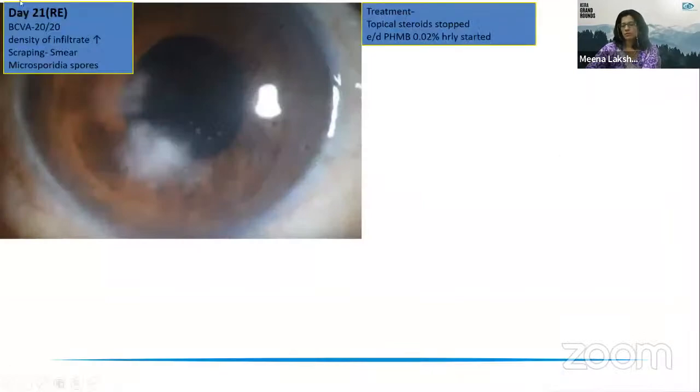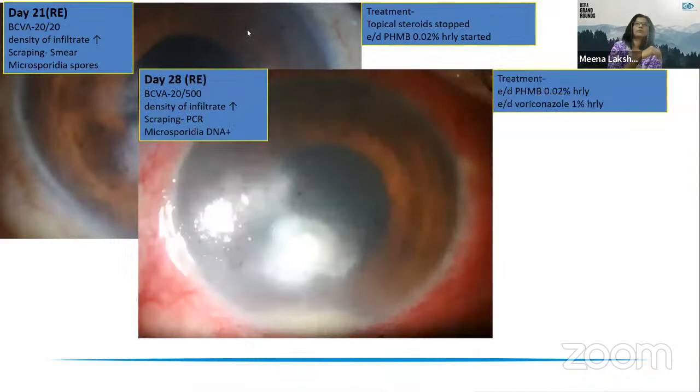This is a picture of day 21 where you can see the corneal clarity at the center has improved, but the density of the infiltrate increased just adjacent to the center. So the patient, although he was symptomatically better, was scraped and it revealed microsporidial spores. And at this point of time, topical steroids were stopped and the patient was started on PHMB 0.02% hourly.